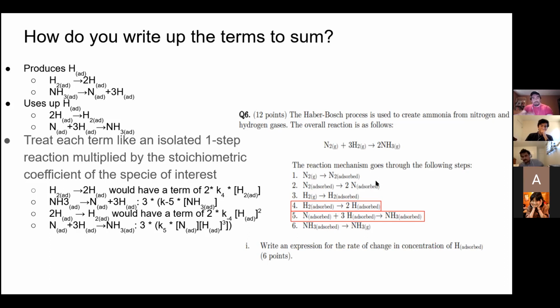And you write the rate laws you've seen in general chemistry. So for the forward reaction of 4, where H2 adsorbed goes to 2H adsorbed, you would write that as 2 for the stoichiometric coefficient of H adsorbed times K4, which is the rate constant for that reaction, times H2 adsorbed concentration. And it's to the first power because that's the stoichiometric coefficient for H2 adsorbed. And you can do some analogous thing for all the other ones.